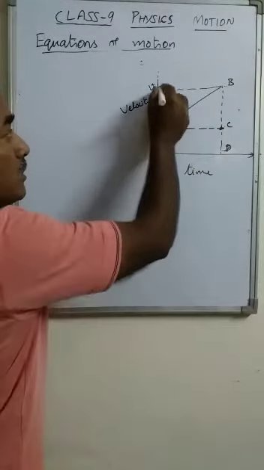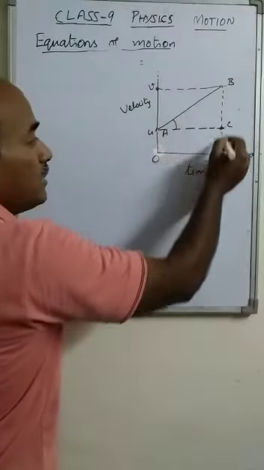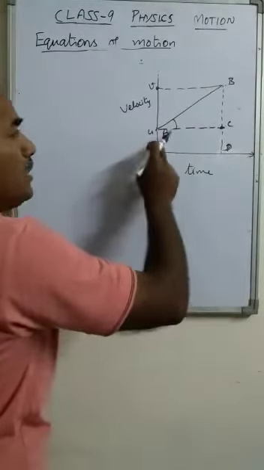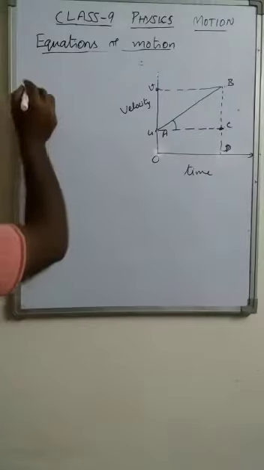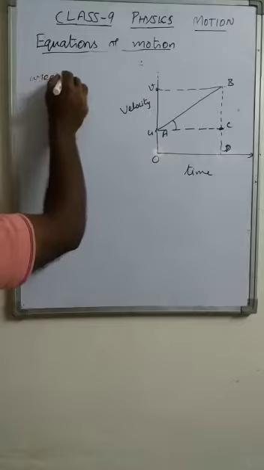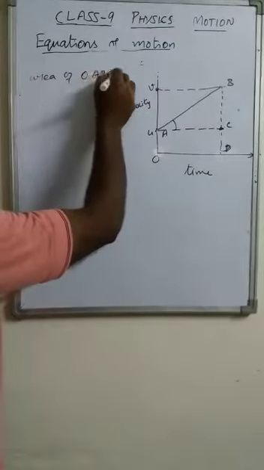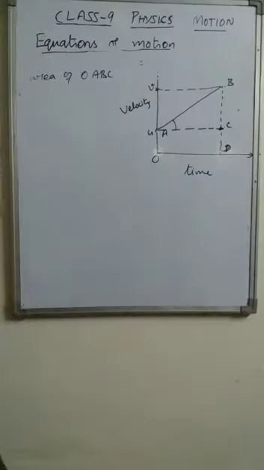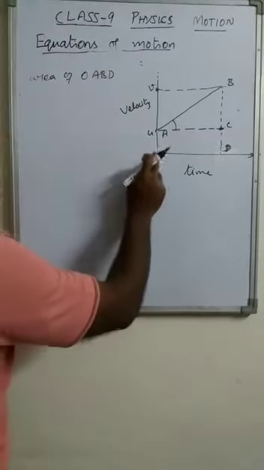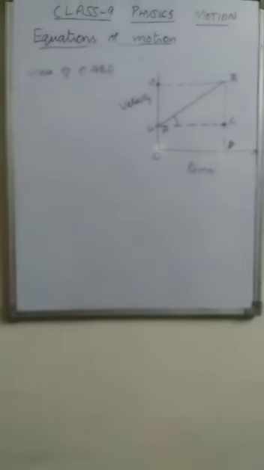The starting point is joined with one axis, that is the vertical axis, the velocity axis. The final point is joined with the time axis. After joining all these things, we get a closed figure. Now if we take the area of this total figure, that is O, A, B, C, D. Instead of writing C, we can write D. O, A, B, D. The whole figure represents a trapezium.